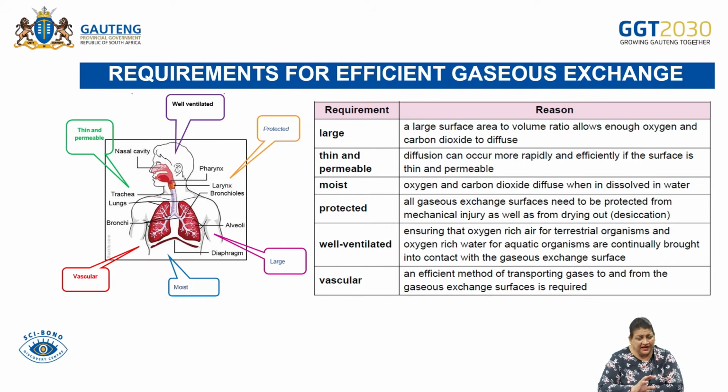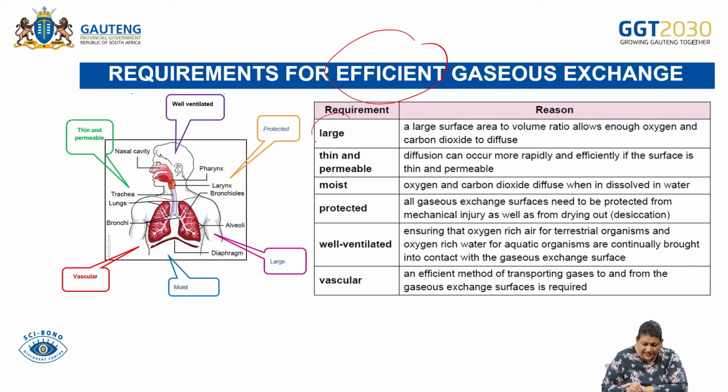Now, learners, what's very important is that for any surface to exchange gases, there must be 5 requirements that must be satisfied. And you need to know how these 5 requirements are satisfied in every organism. How is it met? So let us look at the requirements that you need for maximum gases to be exchanged, for maximum CO2 to move out of the body, for maximum oxygen to move into the body. A surface must have 5 requirements.